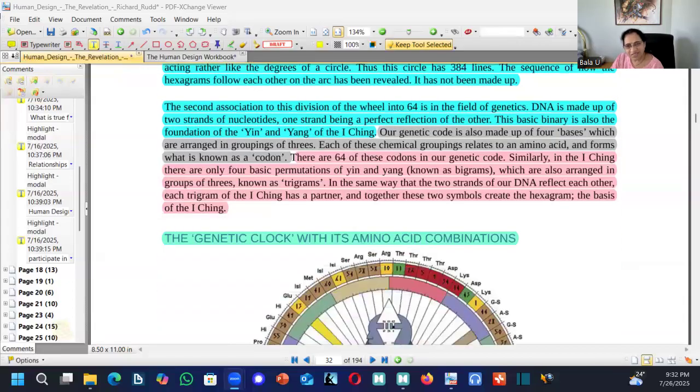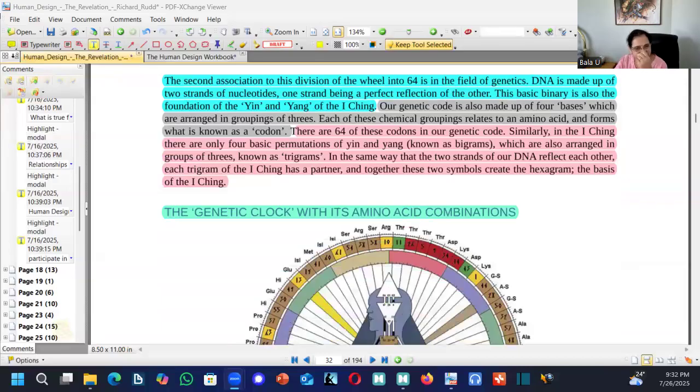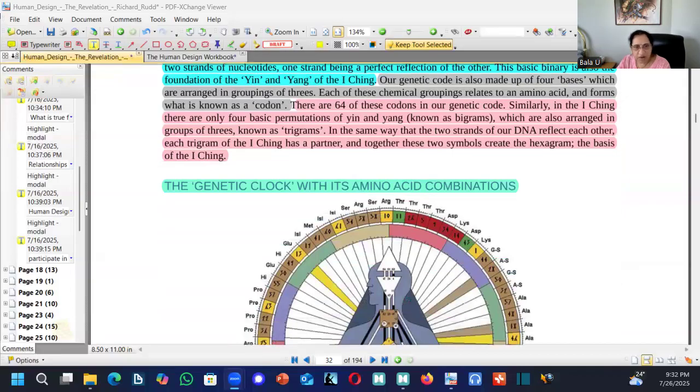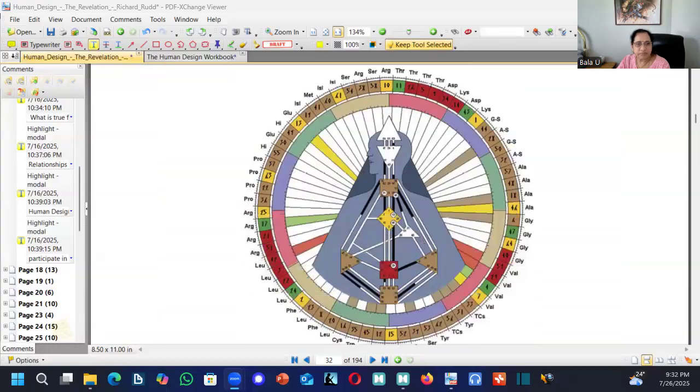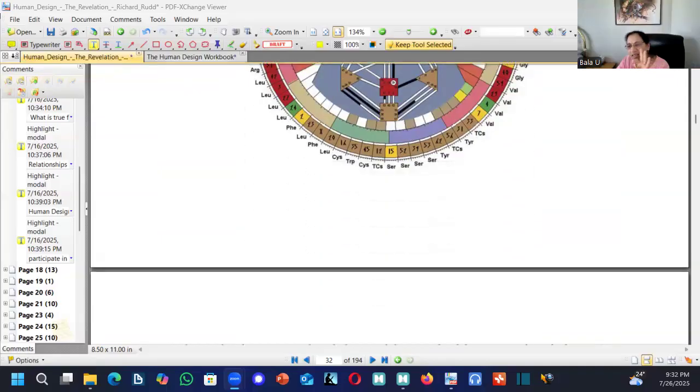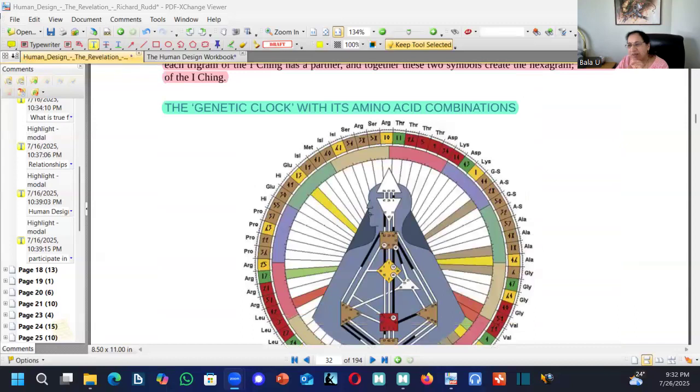Very interesting. I remember these 64 codons. They make up the different amino acids and proteins. The genetic clock with its amino acid combinations. So these are all different amino acids. Interesting. So each one has a three-letter code, and then this makes one.